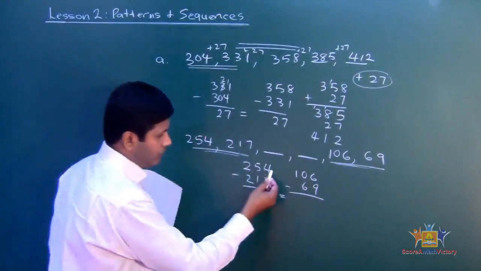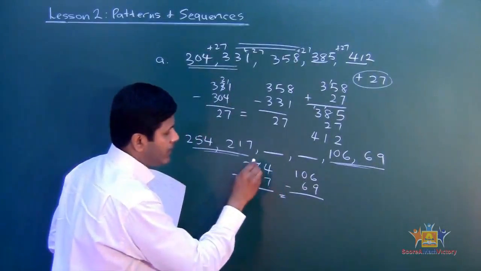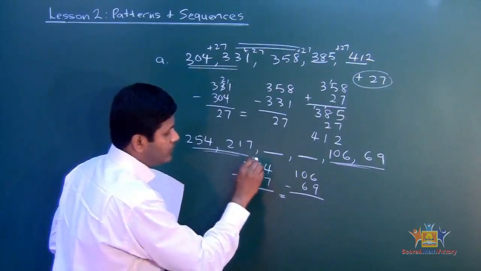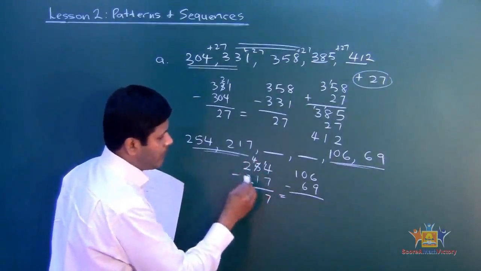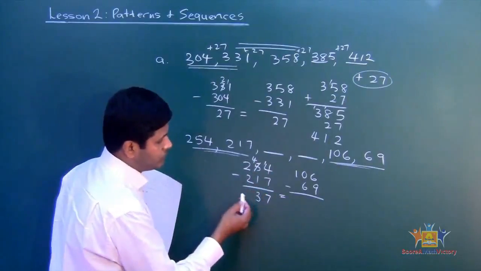Alright, so let's do that. 4 minus 7, you can't. Borrow from 5. 5 becomes 4. And 4 becomes 14. 14 minus 7 is 7. 4 minus 1 is 3. 2 minus 2 is 0.